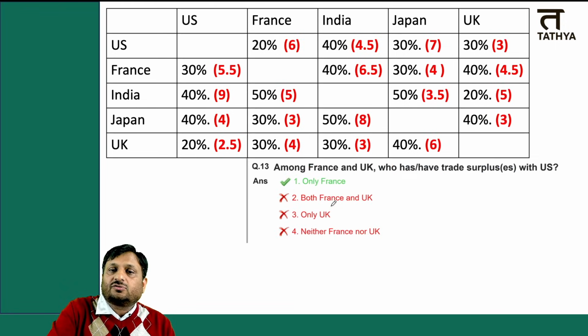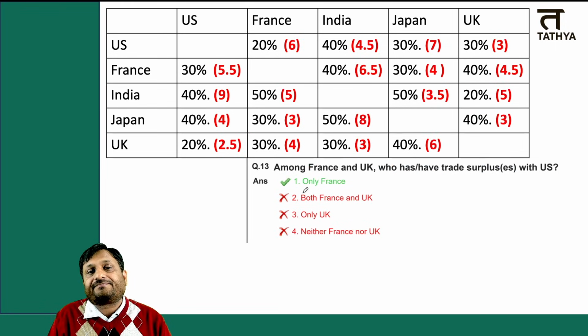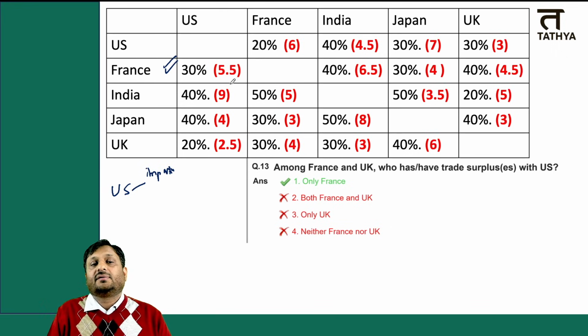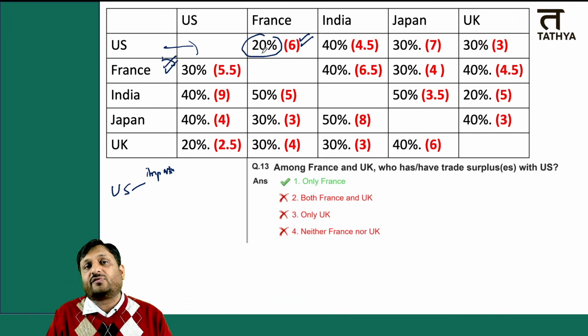Okay. This was the last question of the set. Among France and UK, who has the trade surplus with US? Okay, US. Let's talk about France. So, how much is the US importing from France? The US is imposing 20% tariff, which is equal to $6 billion. So, 1/5 of the total import is equal to 6. So, total import should be $30 billion, isn't it?